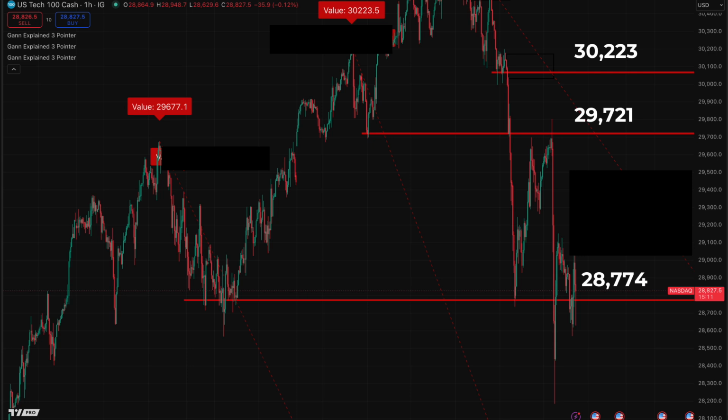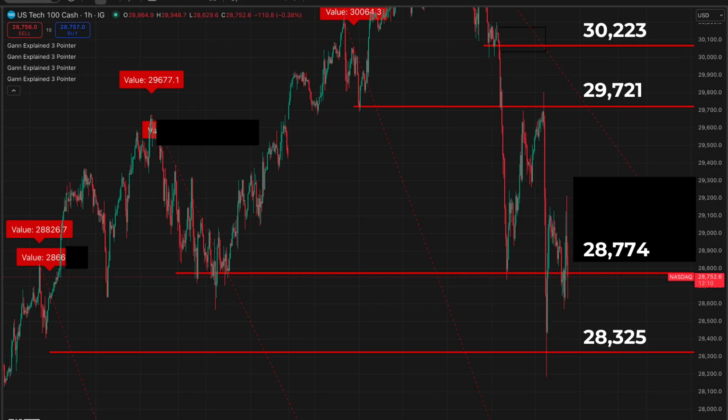Then we repeat the same process again. We go back to the previous square of 9 top and measure the next downside level. Right now, the market is reacting around 28,774. This is an important reference price. Now we want to see, can the market hold this level or does it break lower? If it breaks, the next level to watch is around 28,325. So we want to see whether the market starts to stall around this zone.